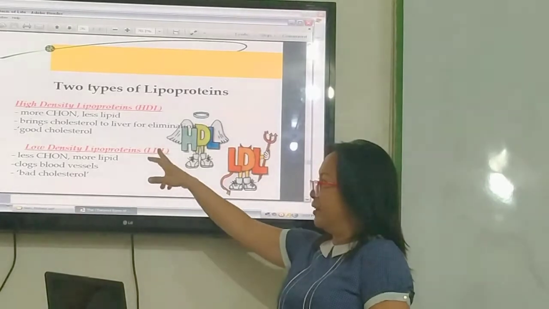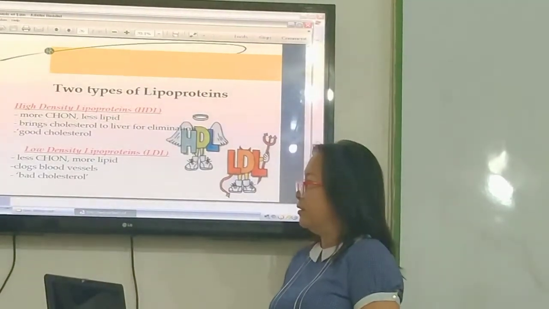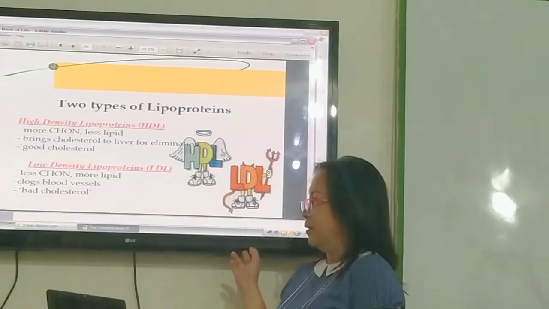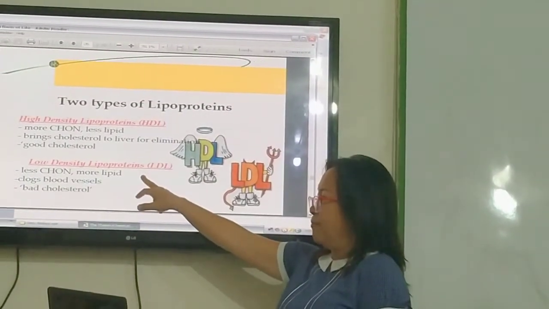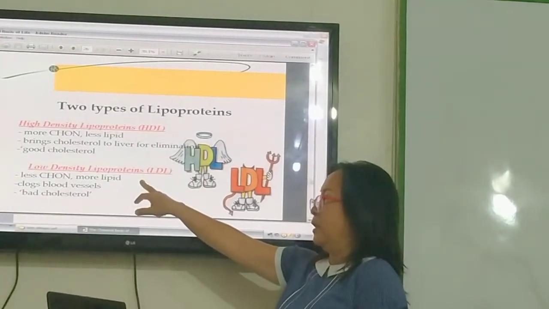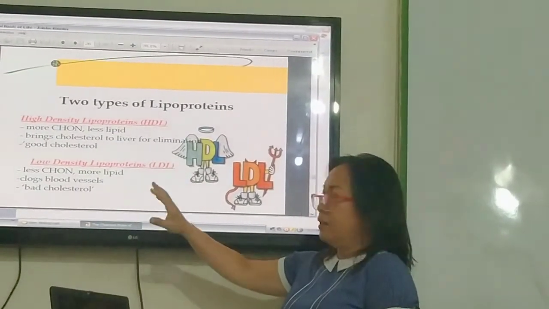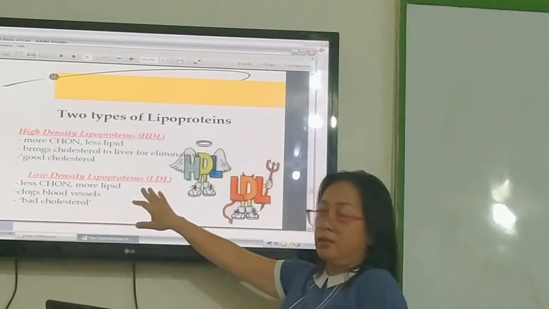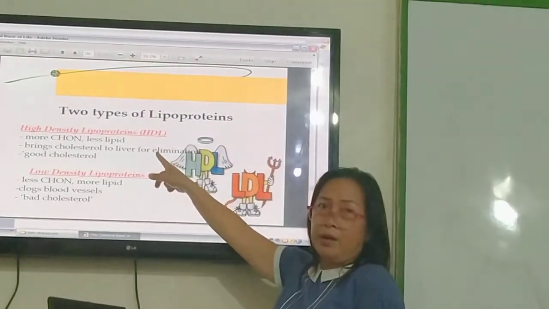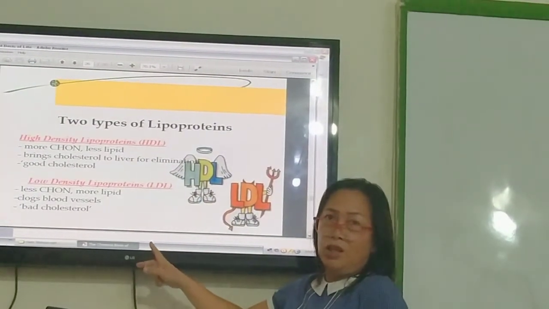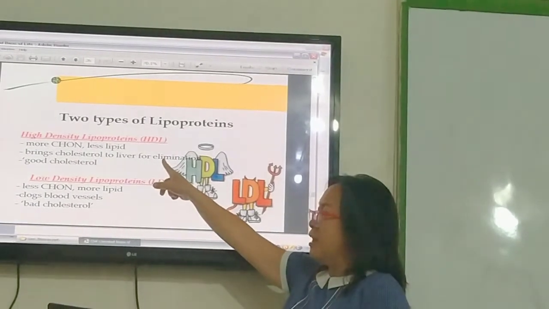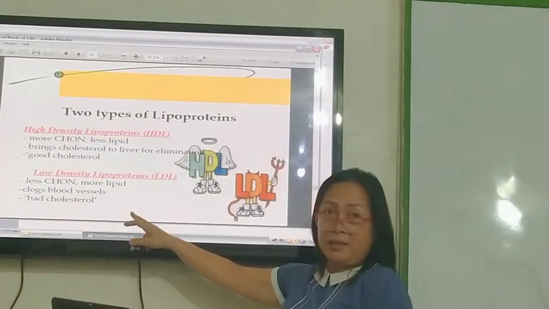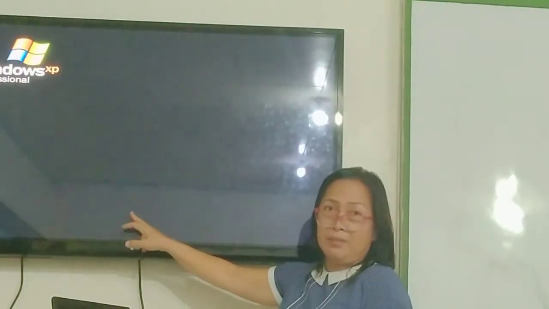So, you need another one, the LDL. The low density lipoprotein is sometimes called bad. It's made up of more lipid and less protein. It carries more of these lipid molecules. It carries a lot of cholesterol from the liver to the cells. It takes the cholesterol dumped from the liver and brings it to the cells for metabolism.